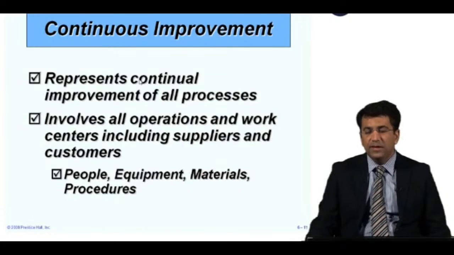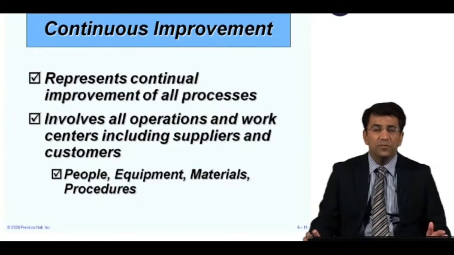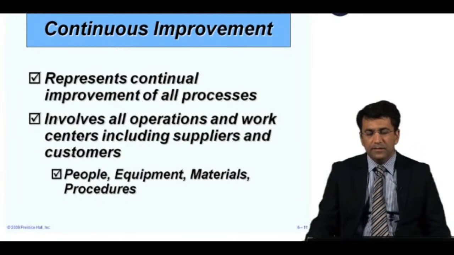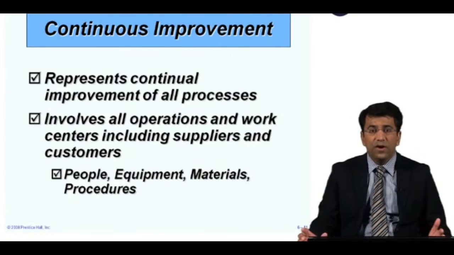So continuous improvement represents continual improvement of all the processes, and most importantly all the operations of the organizations which are directly involved in the production of goods and services. Then it involves all the operations and work centers, including the suppliers and customers. As we discussed, sometimes the suppliers are so important because they are providing us the raw material which can be helpful in the production of the quality products and services. So we should have the continuous improvement in the different entities of the organization. These may be the people, the equipment and the machinery, the materials, procedures, and most important, the organizational operations.